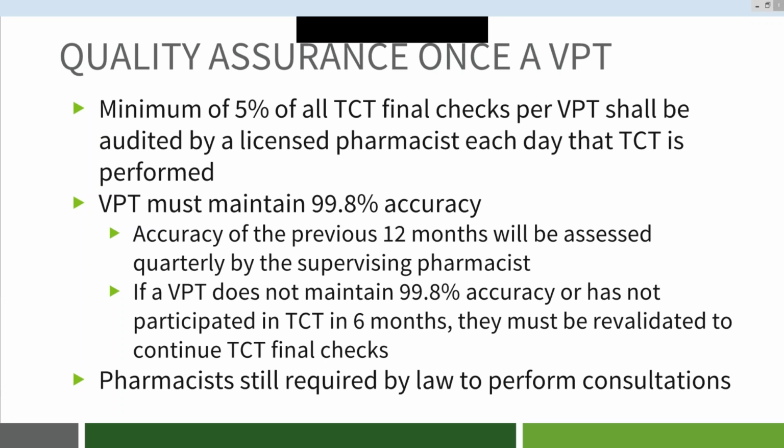Additionally, if VPT B completed 100 final checks during the same day, the pharmacist must also audit a minimum of 5 final checks completed by VPT B to ensure the accuracy of that technician. The accuracy of each technician will be tracked individually. The accuracy of a VPT over the previous 12 months will be assessed on a quarterly basis.